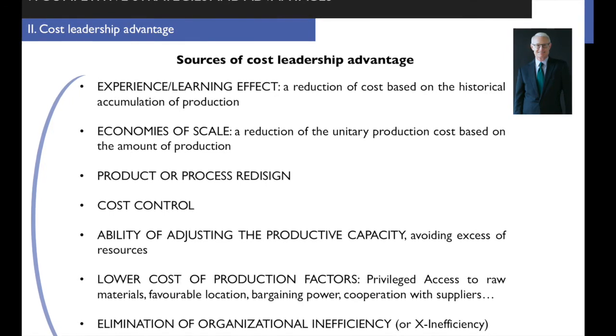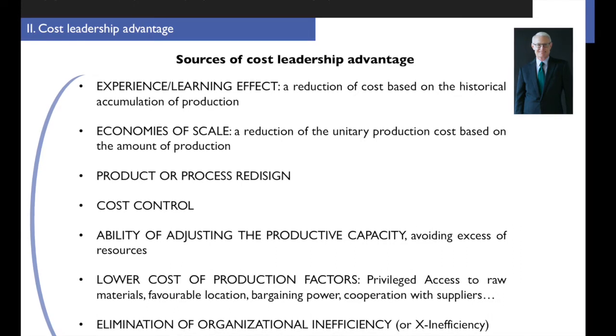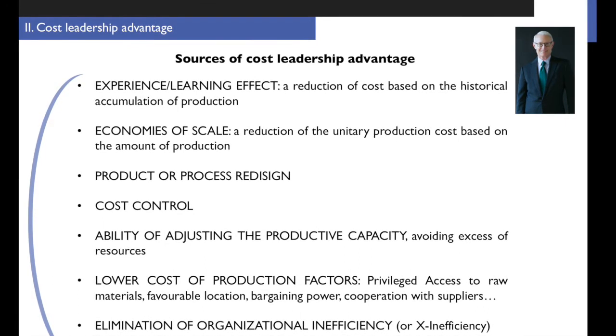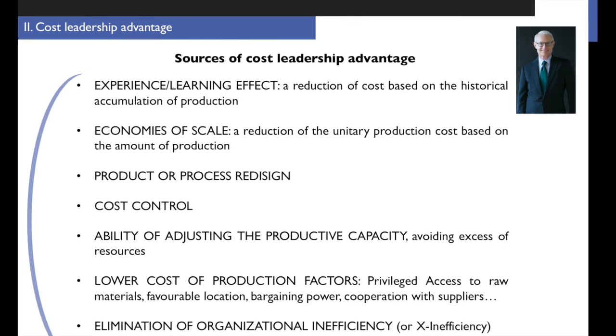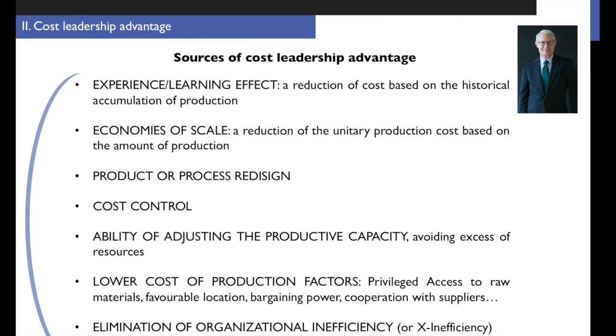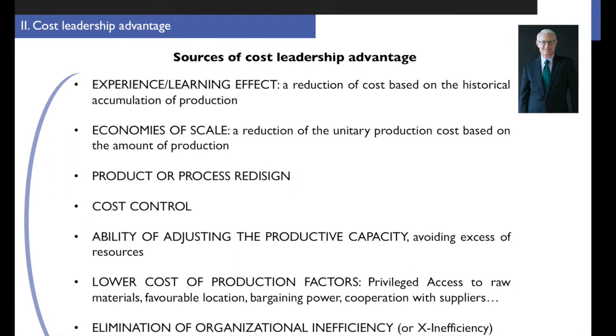We can have the ability of adjusting the productive capacity, so we avoid excesses of resources. For instance, we can try to program the holiday time of our workers. Here in Spain, it's really typical that most of the workers of most of the companies have their holidays in August, whenever there are fewer customers. And that's especially useful, because if there are not going to be customers to be attended, you can move your holidays to that moment. Okay, what else?